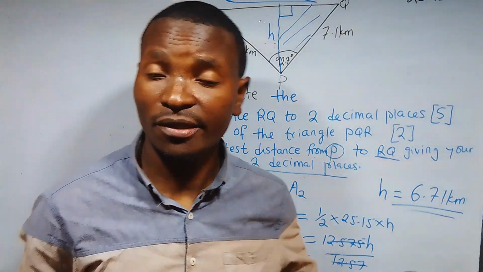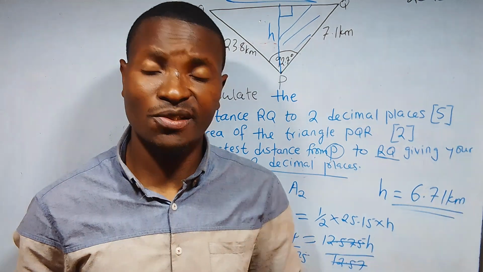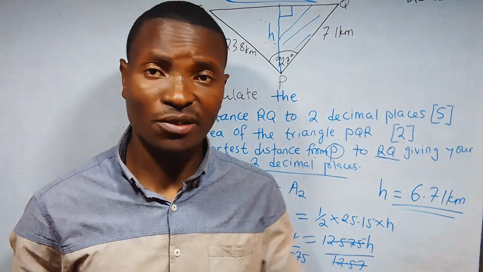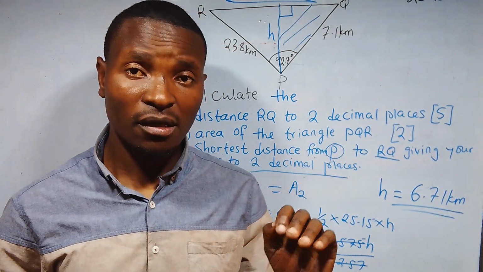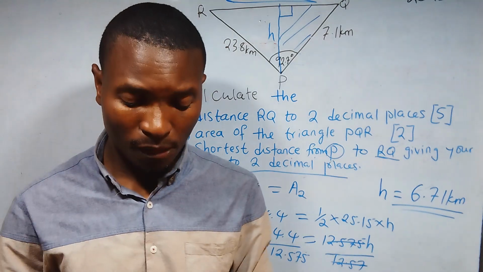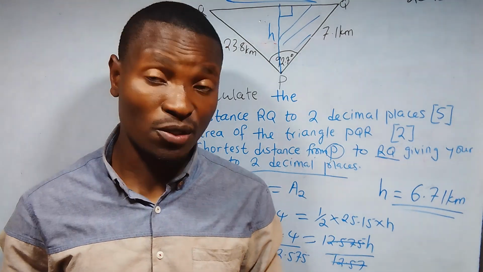Of course, you can say that therefore the shortest distance is 6.71 kilometers. Okay. So that's how you're supposed to answer this question.